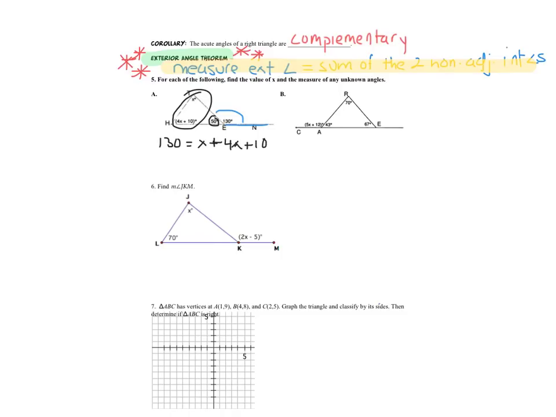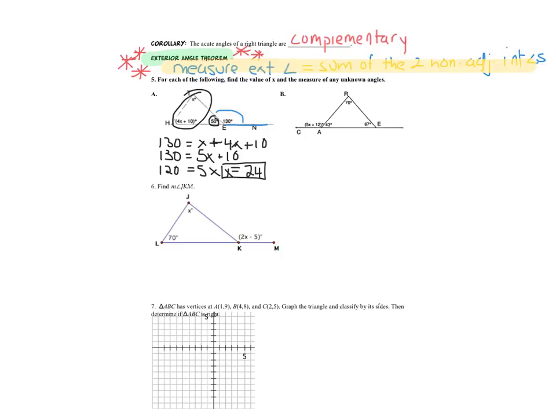Okay, let's clean up the left side here. So 130 is going to equal 5x plus 10. I'm going to subtract 10 from both sides. You get 120 equals 5x. Divide both sides by 5, and we get 24 is what x equals. Sorry, I ran out of room, so I have to squish it in here.